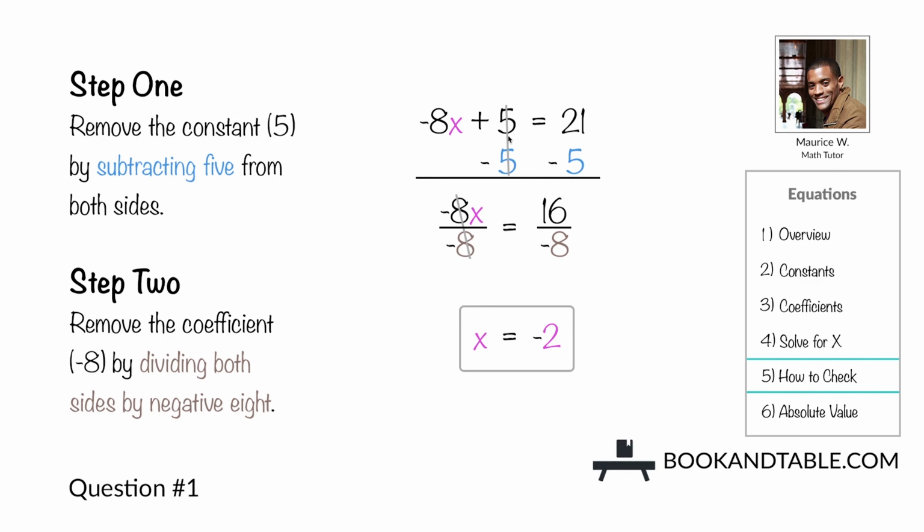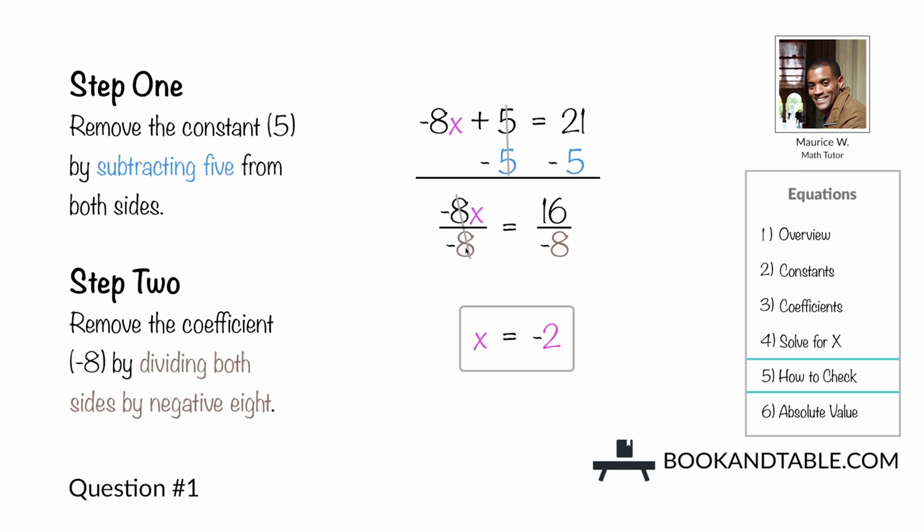Step 1, remove the constant, positive 5, by subtracting 5 from both sides. Positive 5 and negative 5 negate each other, leaving us with negative 8x on the left side. 21 minus 5 would leave us with 16 on the right side. Step 2, remove this coefficient, negative 8, by dividing both sides by negative 8.